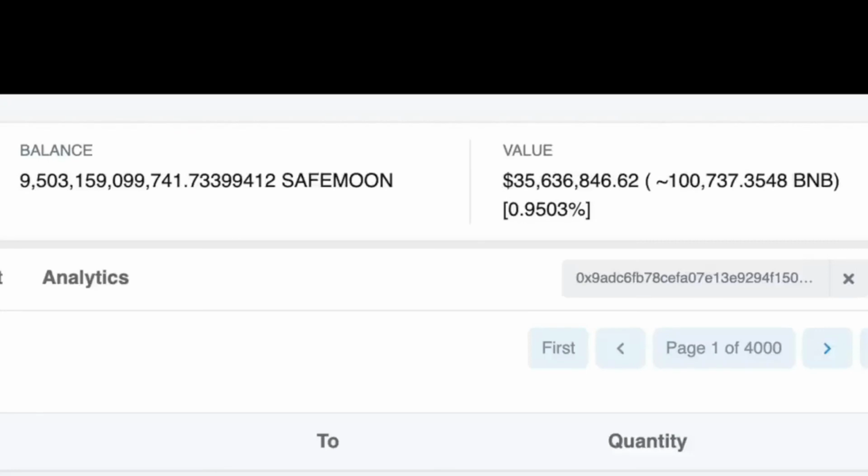This is because there is extra liquidity being added into the Safemoon liquidity pool daily, which is not the case for the majority of DeFi tokens. This tells us that the stability of Safemoon will increase over time, and larger buys and sells will impact the price less and less as time goes on.